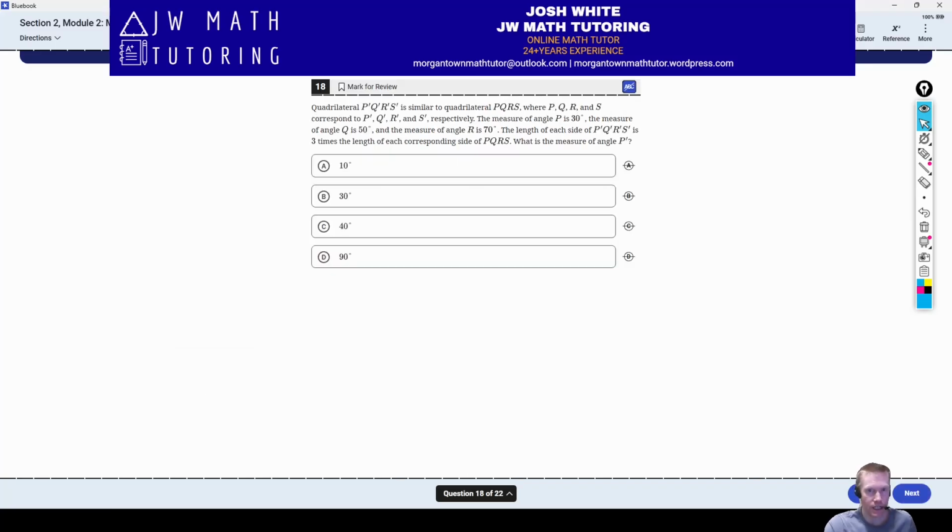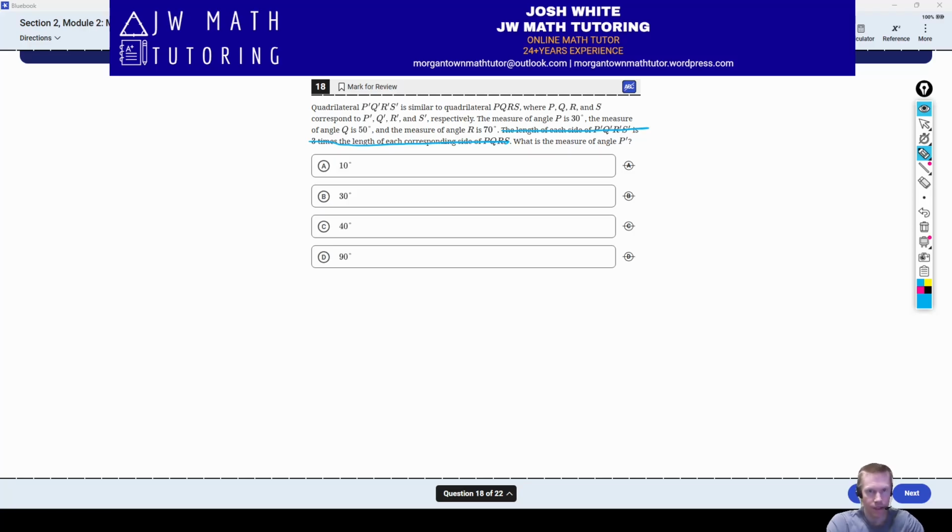All right, question 18. Here it's talking about two similar polygons. And basically, it gives you some extraneous information that is irrelevant to the problem, like this part right here. Basically, it gives you the scale factor, but we don't need the scale factor. You're told the measure of three of the angles in the quadrilateral, 30, 50, and 70. It wants to know what's the measure of P prime.